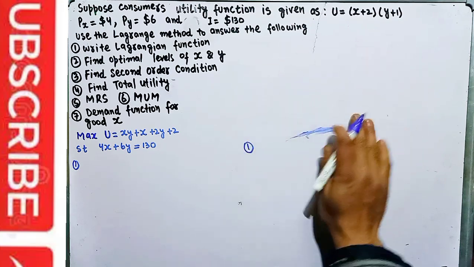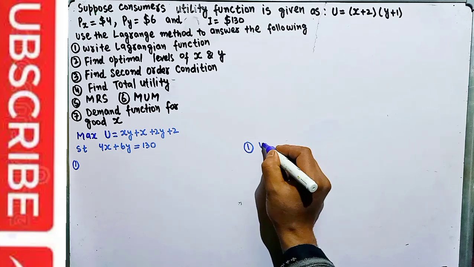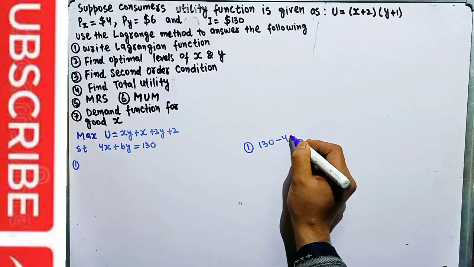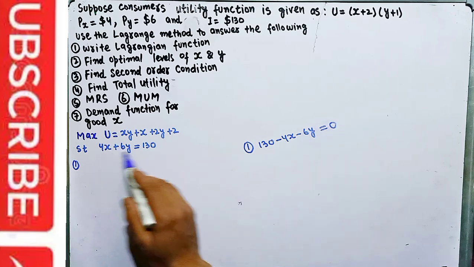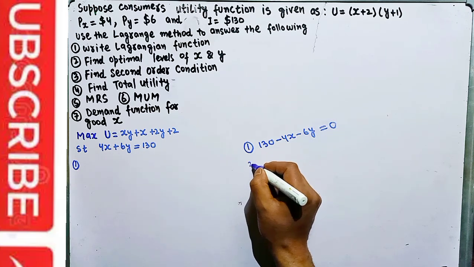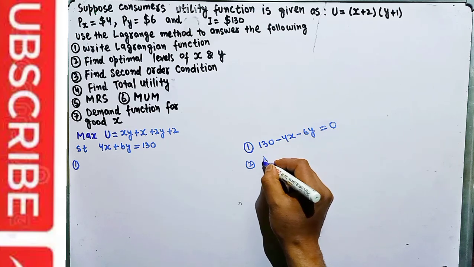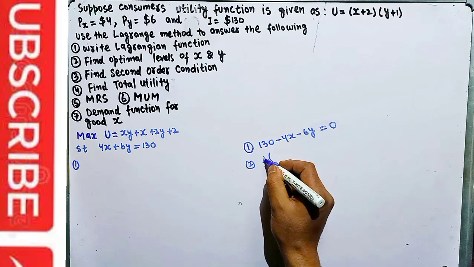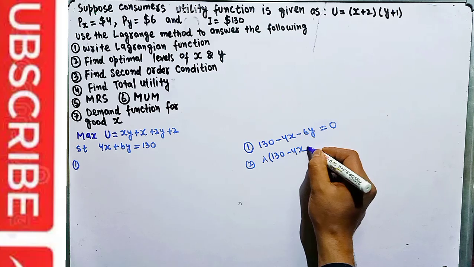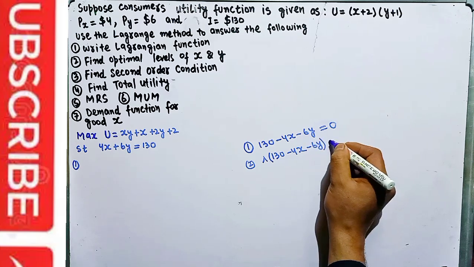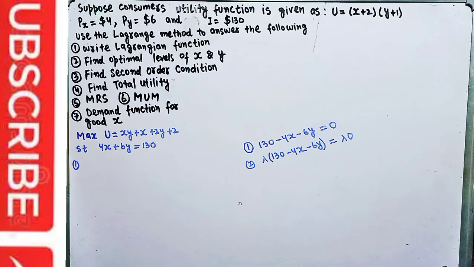Or let me do it another way. Let's transpose all the terms to the RHS, so it becomes 130 minus 4x minus 6y. The first step is to set this constraint equal to 0. The second step is to multiply this constraint by lambda, that is this symbol. 130 minus 4x minus 6y is equal to 0, and we multiply both sides by lambda.